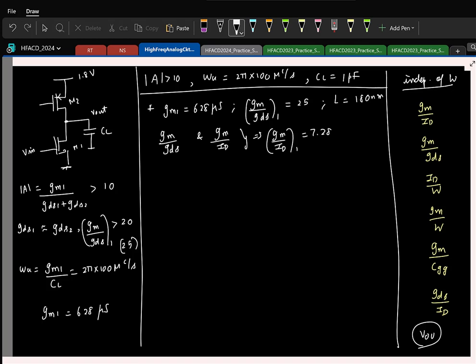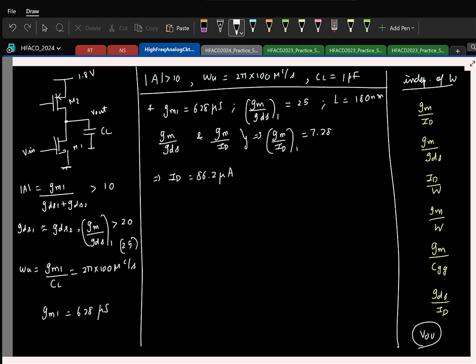From this I can find the drain current. Drain current is 628 by 7.28. What is 628 by 7.28? It's 86.2. It's not like I'm good at fast calculations, I did it yesterday, so I remember. We could also find it using that expression directly, GM by GDS is 25. So how will you find it?